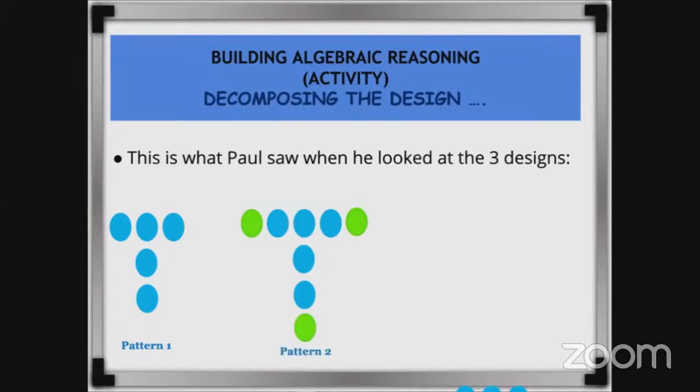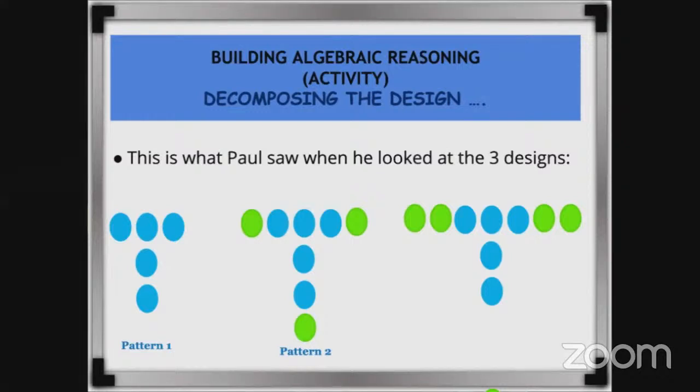Let's look at the third design. So remember, he started with 5. He placed 2 over there, 2 over there. So that's 5 and 4. That's 9, and 2 more at the base. So that's 9 and 2. That's what? 11. Can you establish a relationship among the 3 patterns or the 3 designs?